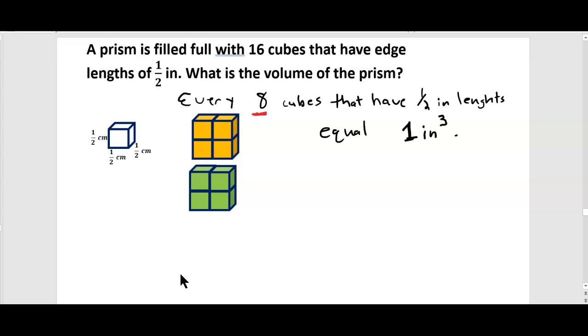This is the thing. Welcome to part 2 of packing cubes lesson. Packing cubes, packing fractional length cubes into rectangular prisms. That's what this is all about.